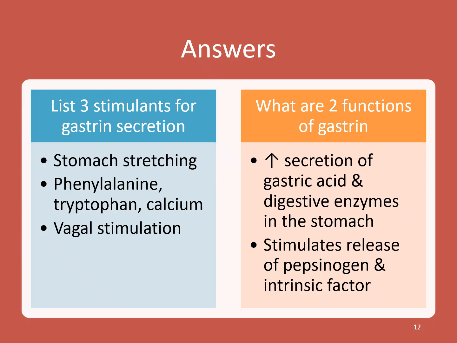All right, I think you got the answers. The three stimulants for gastrin secretion are stomach distension, phenylalanine, tryptophan, calcium, and vagal stimulation. The functions: mainly, gastrin increases the secretion of gastric acid and digestive enzymes in the stomach, and stimulates the release of pepsinogen and intrinsic factor.